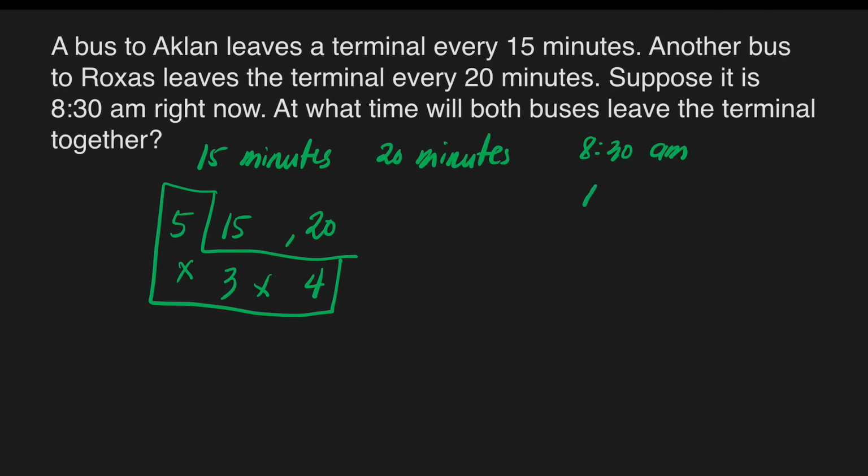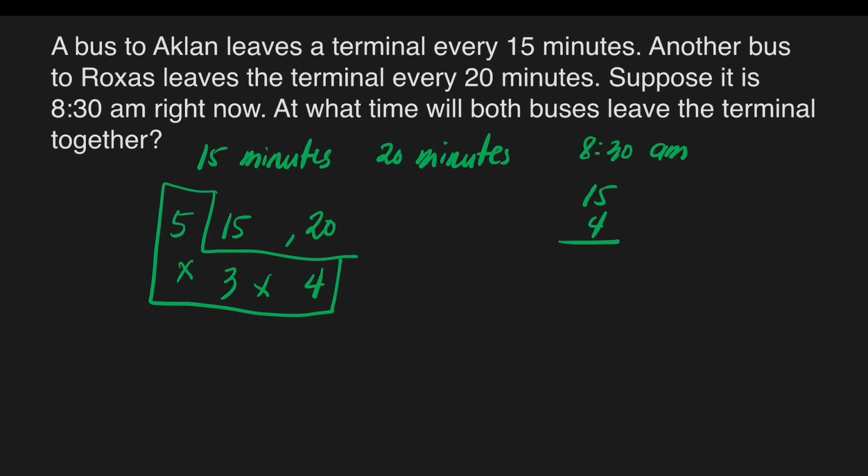Let's check if 15 times 4 is 60. 5 times 4 is 20. Write 0 here and carry 2 at the top of 1. 4 times 1 is equal to 4, plus 2 is equal to 6. So it means 15 times 4 is equal to 60. Our answer is 60 minutes.